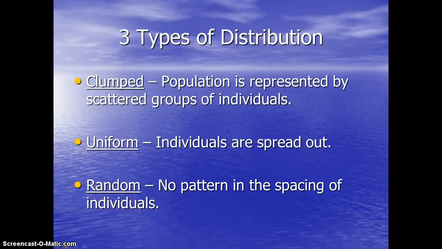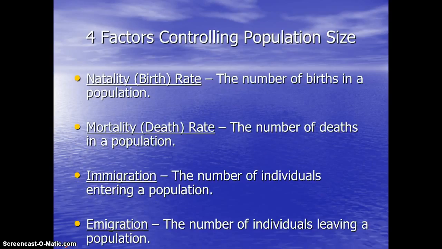So clumped, they kind of group together in small little groups as they get distributed in a particular area. Uniform, it's more evenly spread out. And then random, there's really no pattern to how a particular population will spread in a particular area.